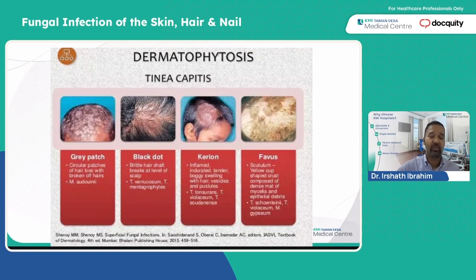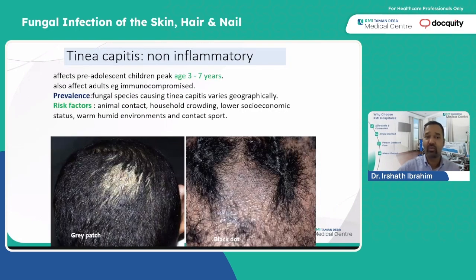So this is the non-inflammatory type, usually affecting children 3 to 7 years old or immunocompromised adults. The risk factors are contact with animals, typically household pets like cats, household crowding, lower socioeconomic group, and warm, humid environments. The gray patch can leave an alopecia, and the black dot usually affects the hair follicles. The hair becomes very brittle and falls off. You can see the black dots.